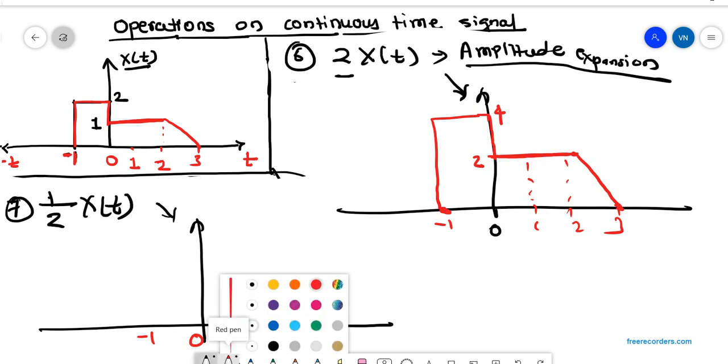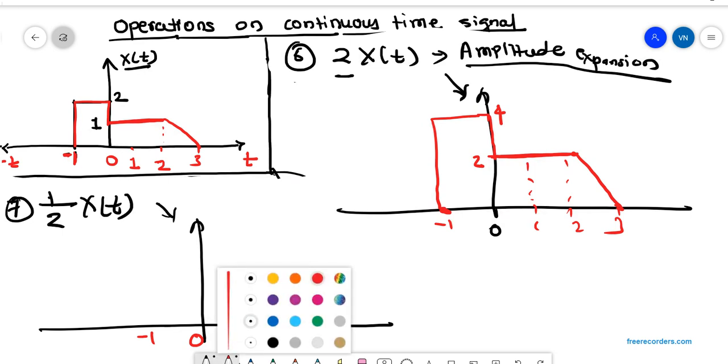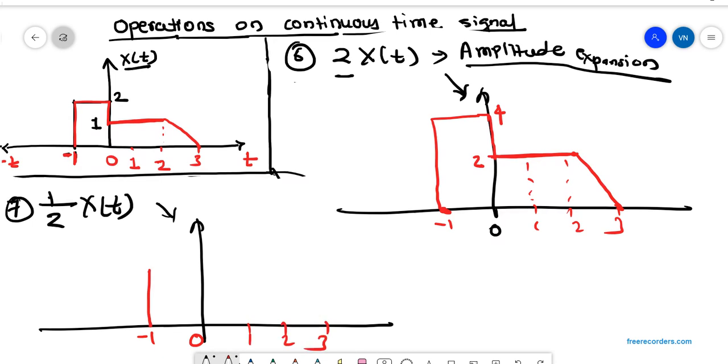Whatever the amplitude for -1, now that will be 1. Initially there is 2 amplitude, now you will get a 1. Whatever the amplitude for 0 is 1, now that we will get a 0.5, and the amplitude for 1 and 2 again is 0.5, and after that it becomes 0. So whatever the amplitude for each and every time period, that will be divided by 2. So it is called amplitude compression. So you can do amplitude compression.